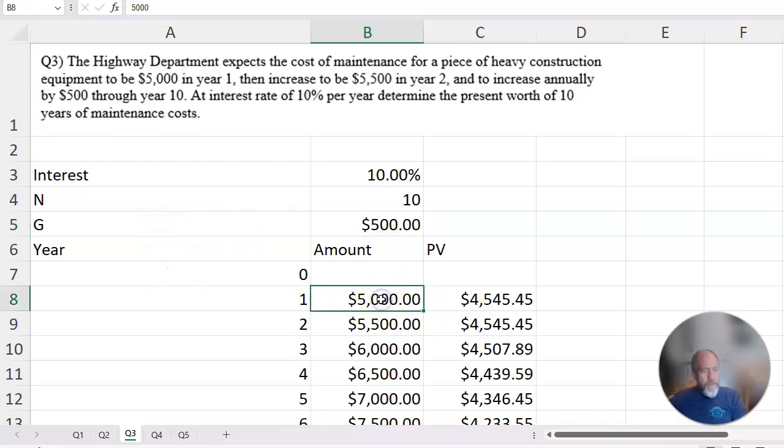Well, the first year, that $5,000, you can calculate the present worth of that $5,000 pretty easily. Then you add 500 to that 5,000 in year 2, and the present worth, by the way, just happens to be the same because 10% interest, $500 gradient, it would be the same number. No magic there, just math.